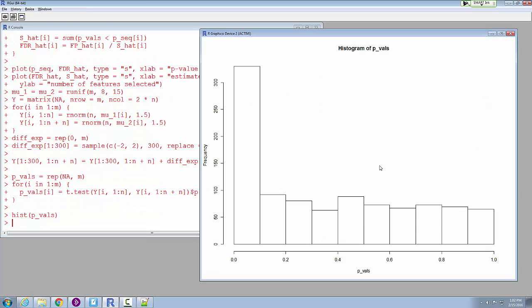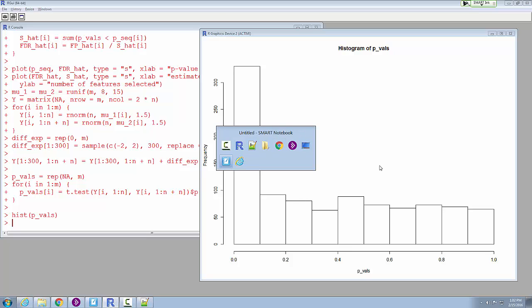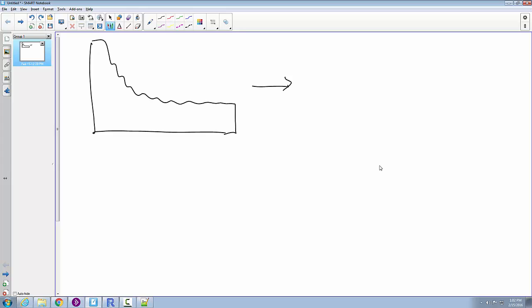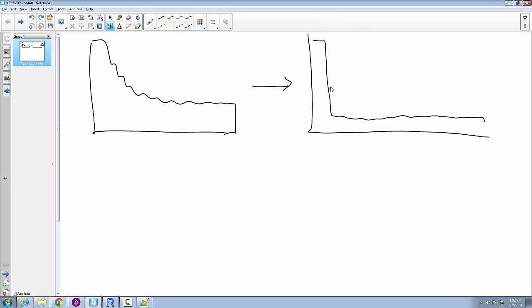Okay, that's the histogram of p-values now. If you remember what it did look like, it looked kind of more like this. By increasing the strength of differences between the comparison groups, it looks now more like that.